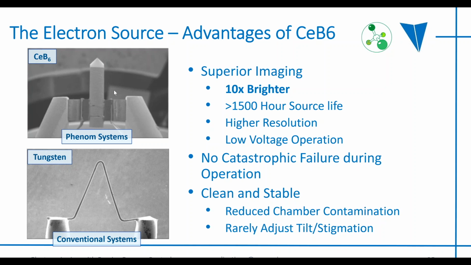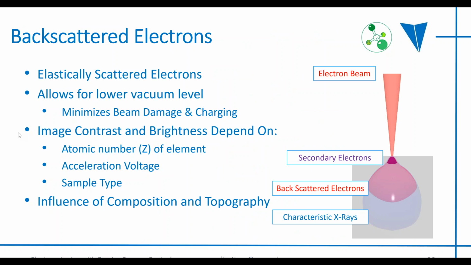The source does not fail catastrophically, so it's not like a light bulb filament that burns out every 100 hours. It fails gradually, and usually after that 1,500-hour mark. And it's much more stable, mainly due to its increased size, and so you don't get issues with stigmation and tilt having to be readjusted constantly.